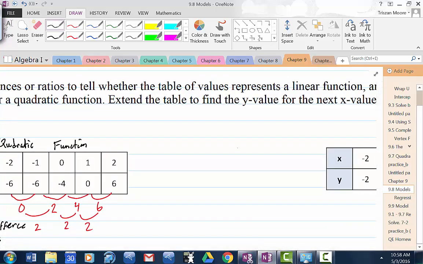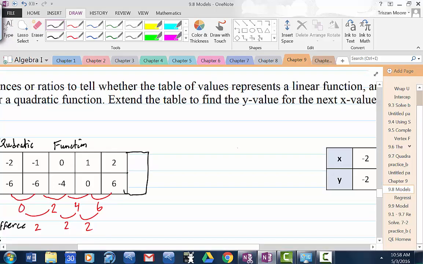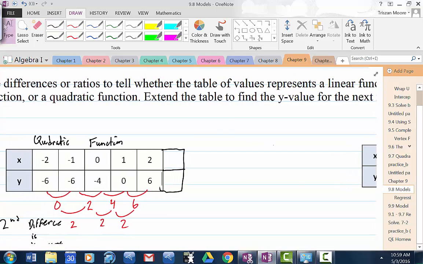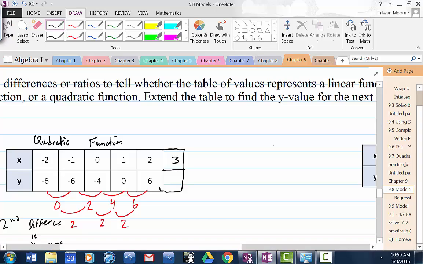Then it says extend the table to find the y value for the next x value. So say I did extend the table, and now I want to find out what's coming next. Obviously my next x value, if I'm going in order, negative 2, negative 1, 0, 1, 2, is going to be 3. I need to know what's going to be here. I know that the difference here is going to have to be 2 because it's quadratic, right? So in order for that second difference to be 2, this needs to be 8, right?